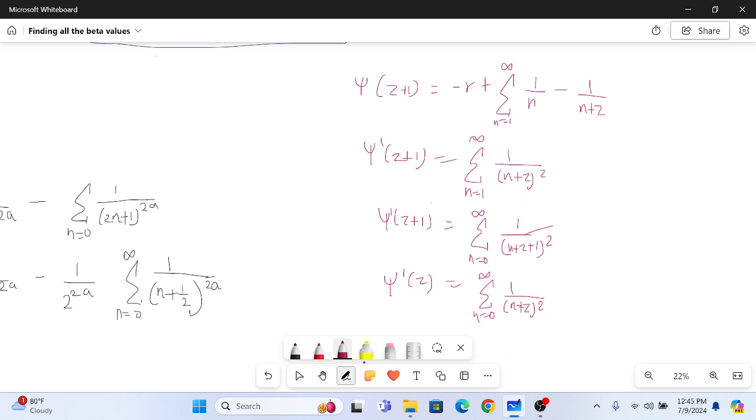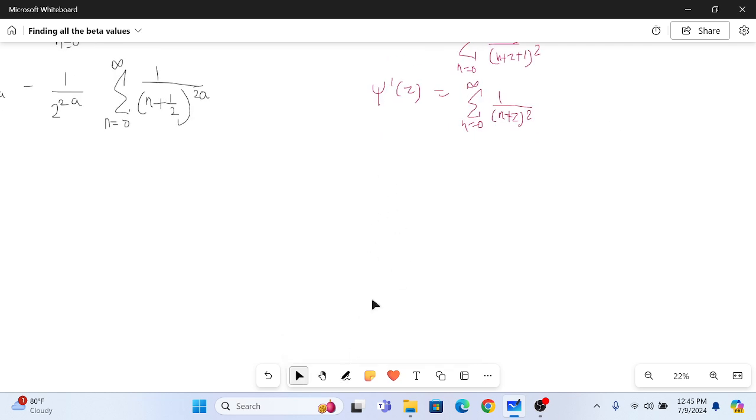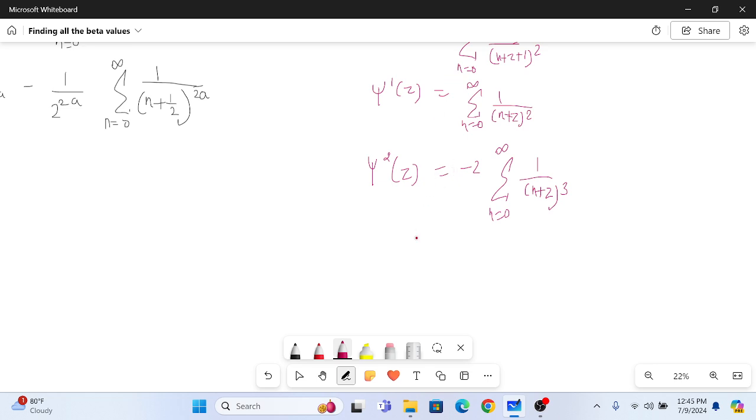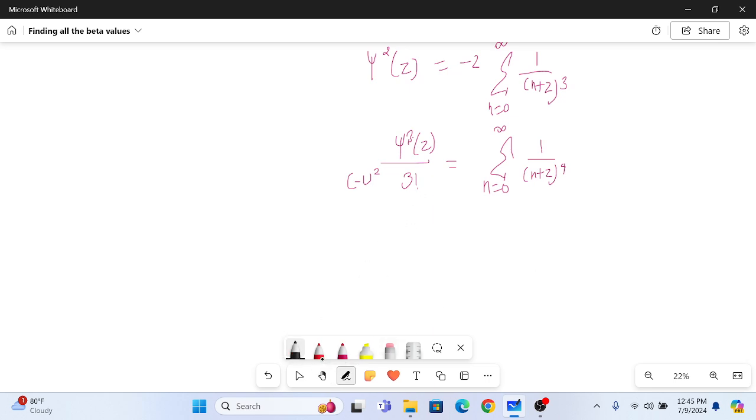Good. Now again, if I differentiate it again, the second derivative of digamma will have minus 2 sum from n equals 0 to infinity of 1 by (n plus z) to the power 3. Yes, differentiate again. Now the third derivative of digamma function, minus 2 times minus 3, so we have 2 minus 1s and then 3 factorial, will be equal to the sum from n equals 0 to infinity of 1 by (n plus z) to the power 4. Good. If I differentiate this again, the fourth derivative will be, again minus 1 will come, so minus 1 to the power 3 will be there. Yes, and then 4 factorial will be there.